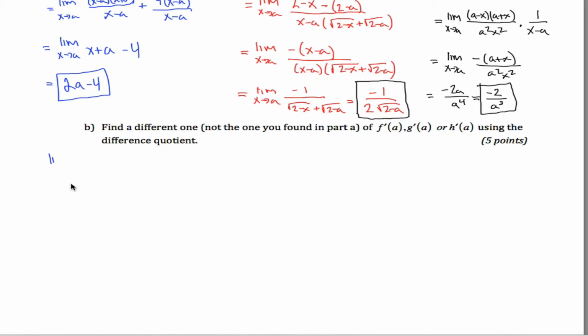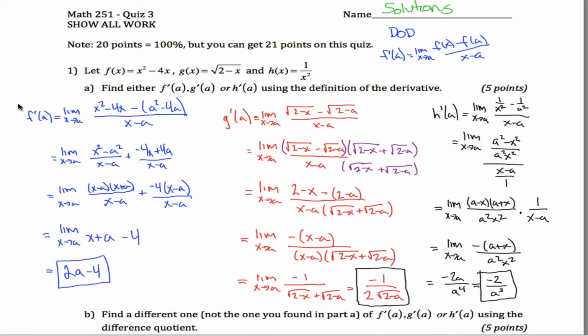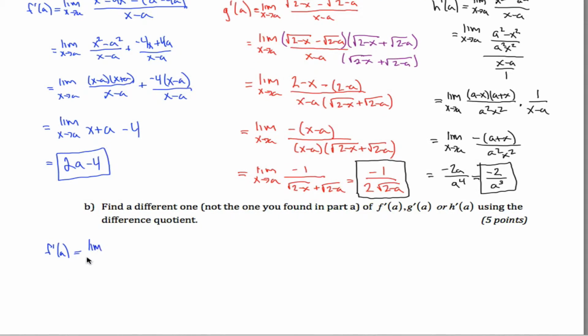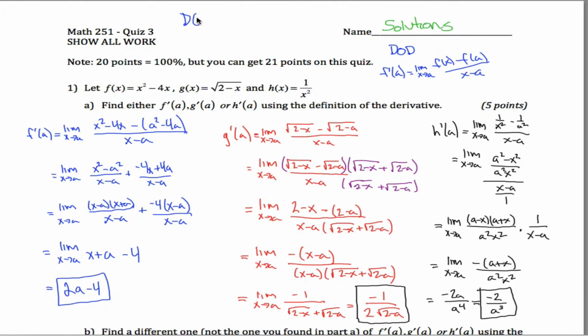I guess I should write it all up. F prime of a equals the limit as h approaches 0 of, maybe I should write this somewhere, the difference quotient tells me that f prime of a is the limit as h approaches 0 of f of a plus h minus f of a divided by h. Can you read that? I can't. Let's try again. F of a plus h minus f of a divided by h.